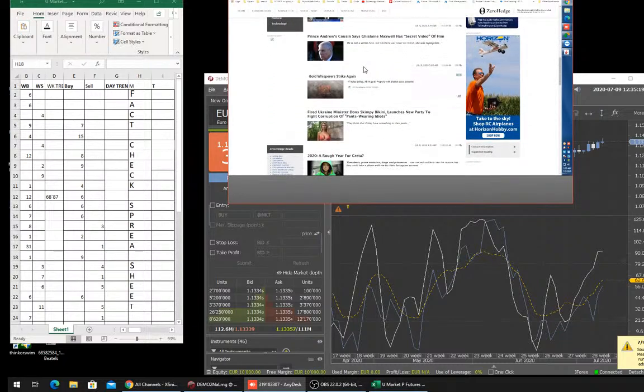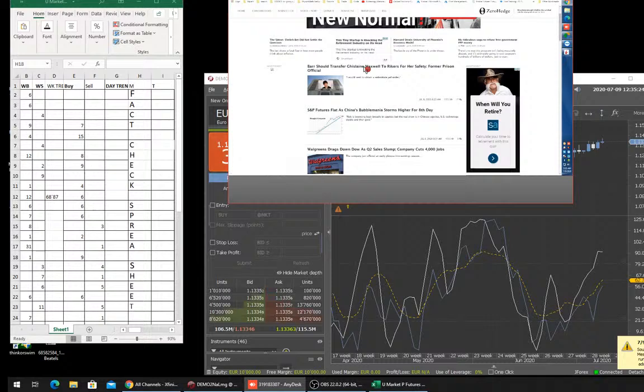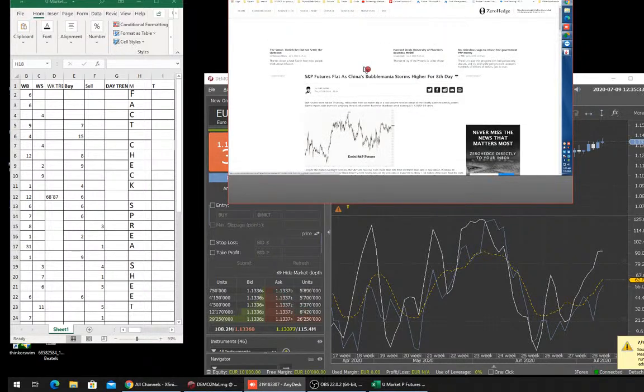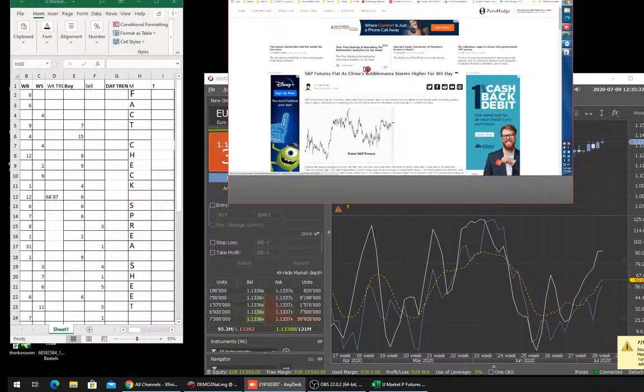But there were 8 days of the Chinese. What is that? 8 days of 8th day. Here it is. S&P futures flat as China bubble mania storms higher for the 8th day. Okay, so you can see the chart there, and we followed through the FXI, which is now trading in the 40s, which is pretty cool.